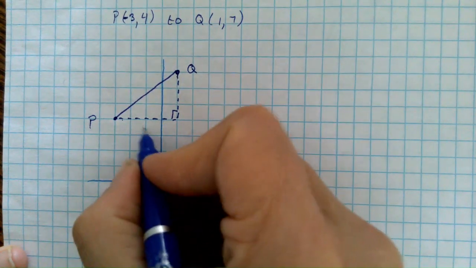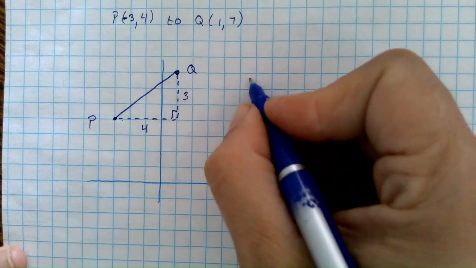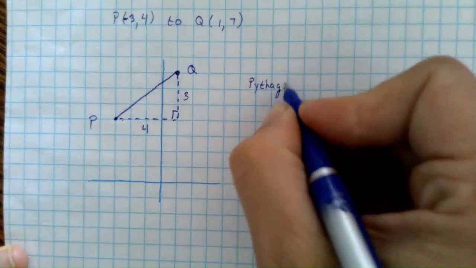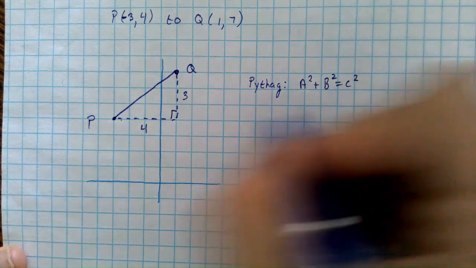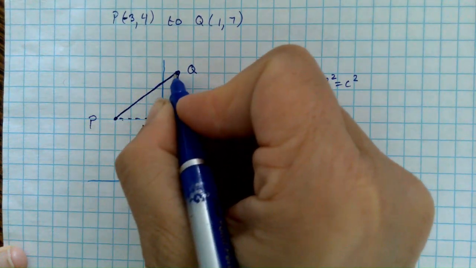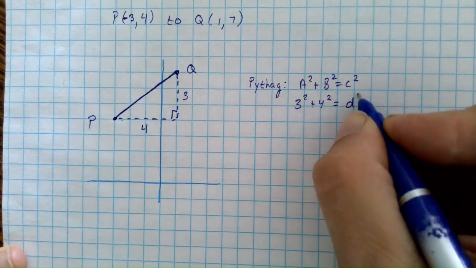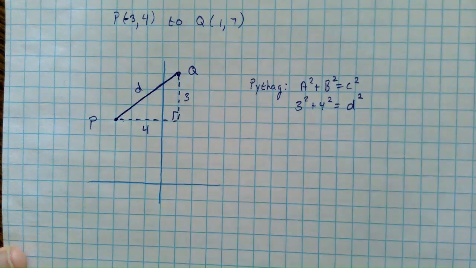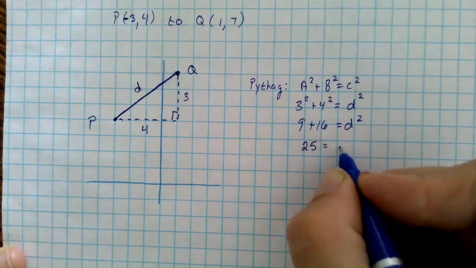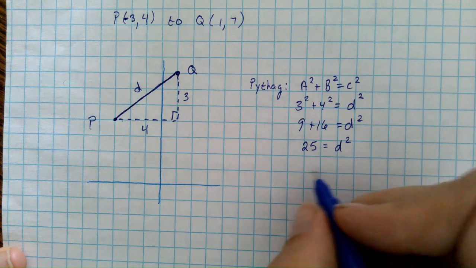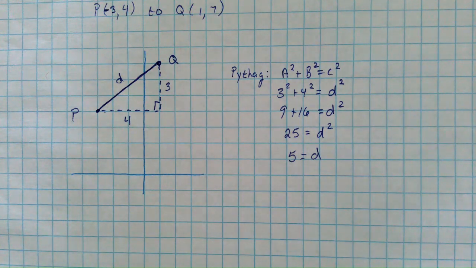1, 2, 3, 4. This base is 4. 1, 2, 3. This leg is 3. And now we can use the Pythagorean theorem. If you remember, that's a squared plus b squared equals c squared, where c would be that distance from P to Q. So we would do 3 squared plus 4 squared would give us our distance squared, right? I put a D there. So 9 plus 16, so 25 is our distance squared. So we'd have to do the square root of that. And 5 would be our distance. So this is a perfectly acceptable way to do it.